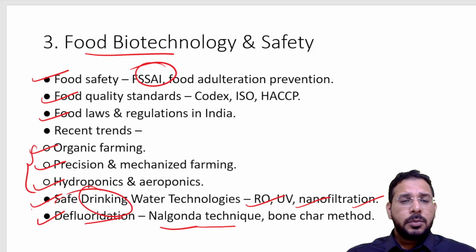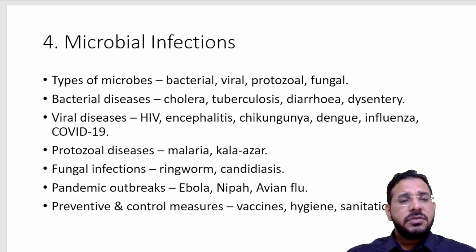So a few important topics like recent trends in agriculture, like organic farming, precision farming, hydroponics, these become important for both group 1 and group 2. The other parts will be important for only group 1.